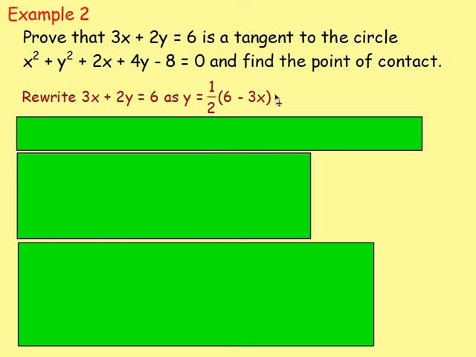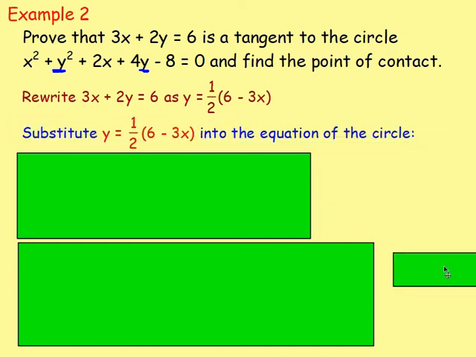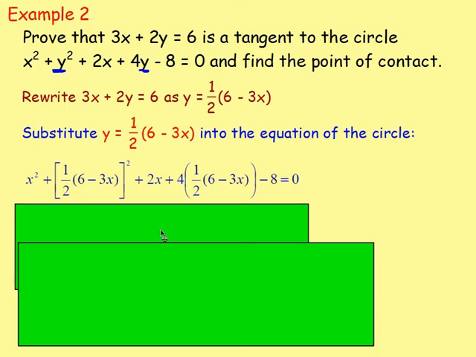From there, now we know what y on its own is equal to, we can replace y in the circle equation. So we can replace the y squared with a half 6 take away 3x squared. We can replace the 4 times y with 4 times this again. So we are going to substitute y equals 1/2 bracket 6 take away 3x into the equation of the circle. So doing that then, you will end up with this.